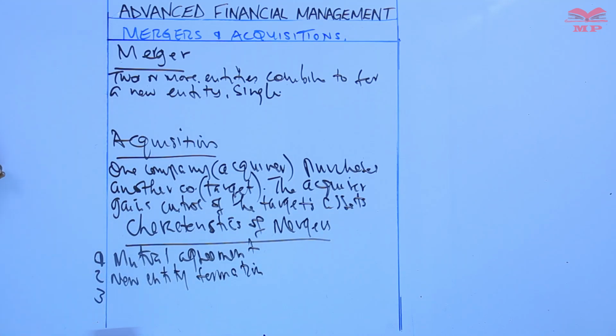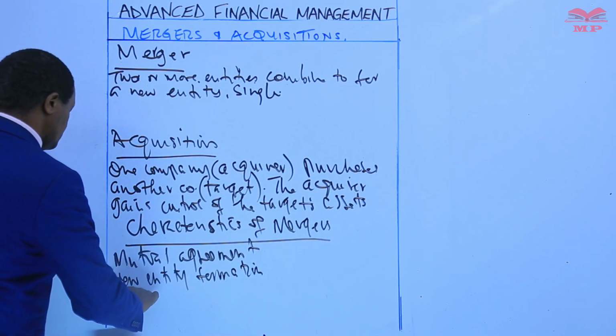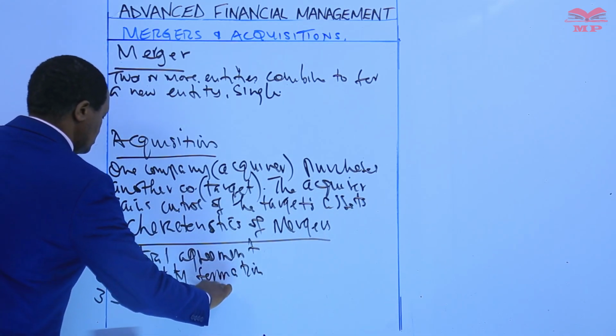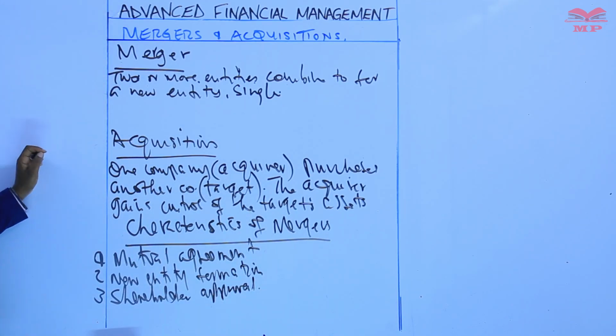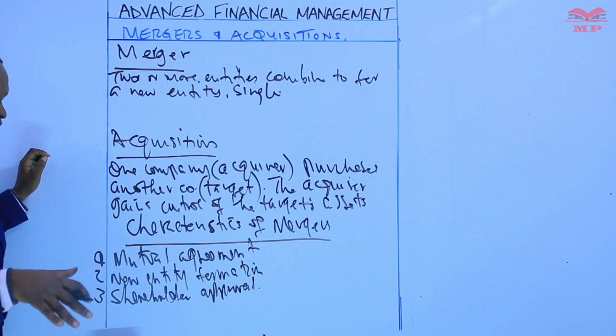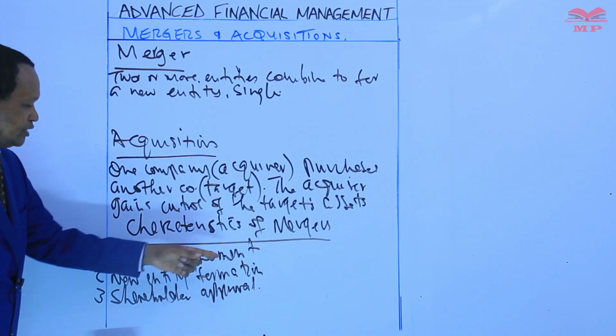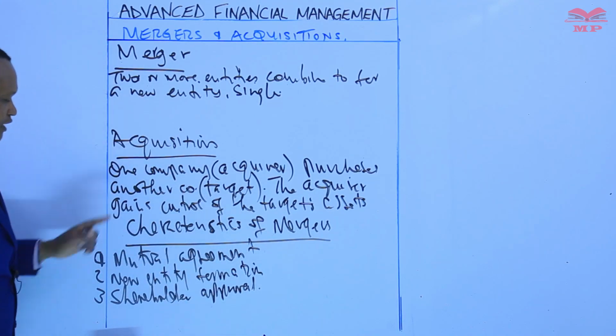The third characteristic of a merger is in relation to shareholder approval. Mergers often require approval from the shareholders of both companies. That ensures that the merger is in the best interest of the shareholders, because there cannot be mutual agreement without the approval of the owners of the company.